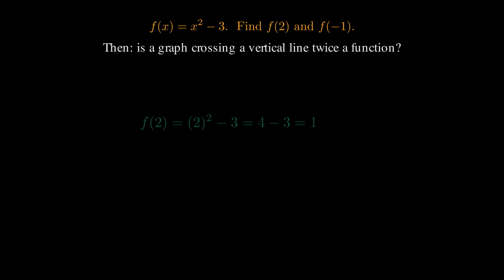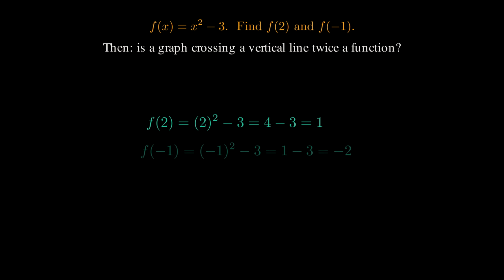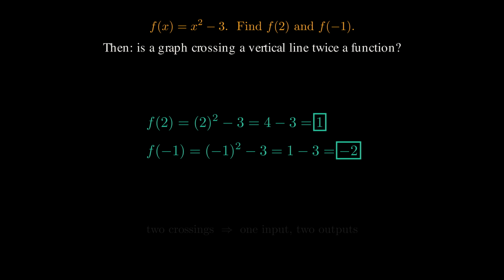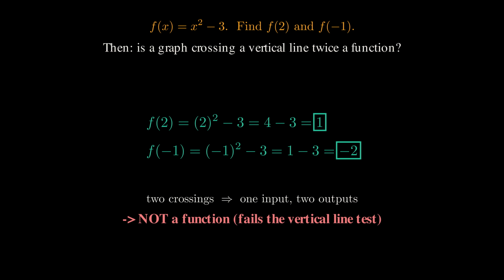f of 2. 2 squared is 4, minus 3 is 1. f of minus 1. Watch this. Minus 1 squared is positive 1, because a negative times a negative is positive. 1 minus 3 is minus 2. The brackets around the minus 1 are what save you here. And the test part: if a vertical line crosses a graph twice, that's one input giving two outputs. It breaks the one output rule, so it is not a function.